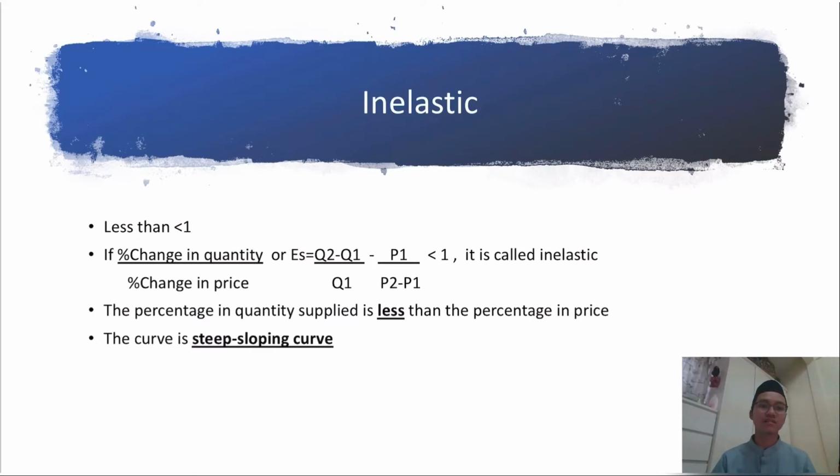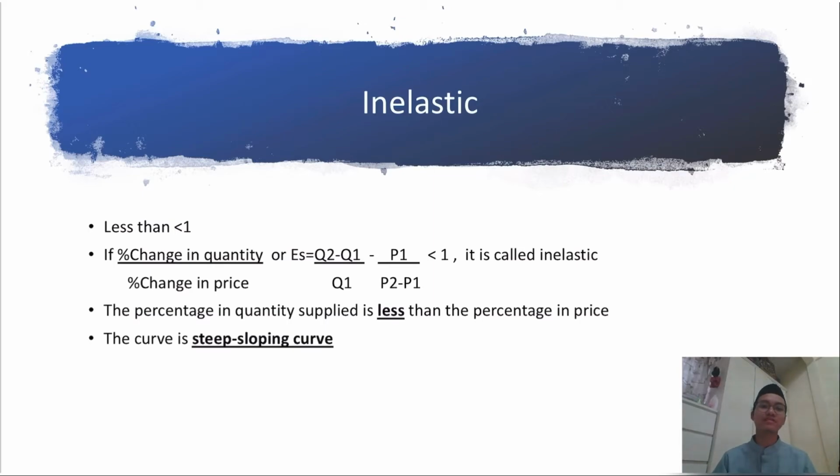The amount is less than 1 because the percent change in quantity divided by percent change in price, or elasticity of supply, is quantity 2 minus quantity 1 divided by quantity 1, over price 2 minus price 1 divided by price 1, equals less than 1. So it is called inelastic. So the percentage change in quantity supplied is less than the percentage change in price.